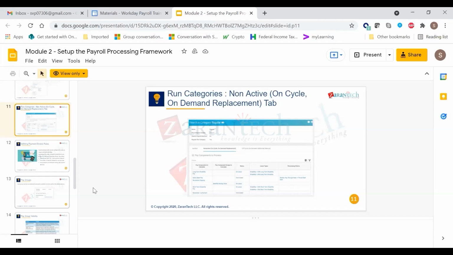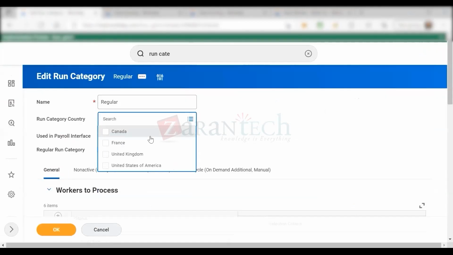Seems to me like run category is dependent on the country. Is that right? Not necessarily, but we can restrict it to a country. As I said, if I have the same rule, I can keep it wide open. So this is not mandatory. If I don't select any country, then I can use the same run category for US, for Canada, for France, for UK. But if they are different from each other, then we need to restrict them. Okay, makes sense. Thank you.